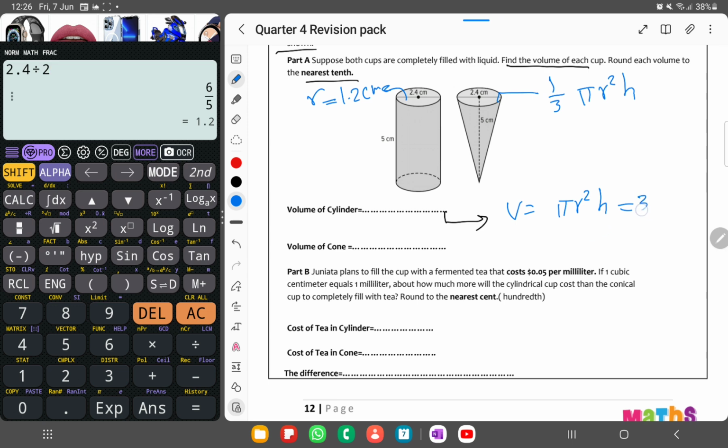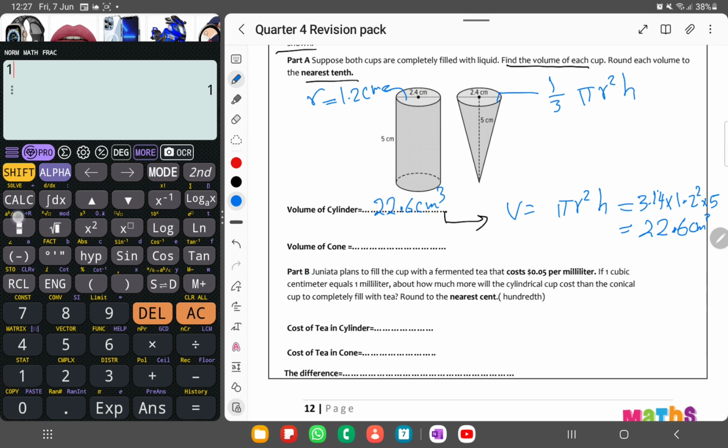So it becomes 3.14 times radius squared, which is 1.2 squared, times the height, which is 5. So let's try to get it now. 3.14 times 1.2 squared times 5, so it's going to become 22.6 centimeters cubed. So this is the cylinder, 22.6 centimeters cubed.